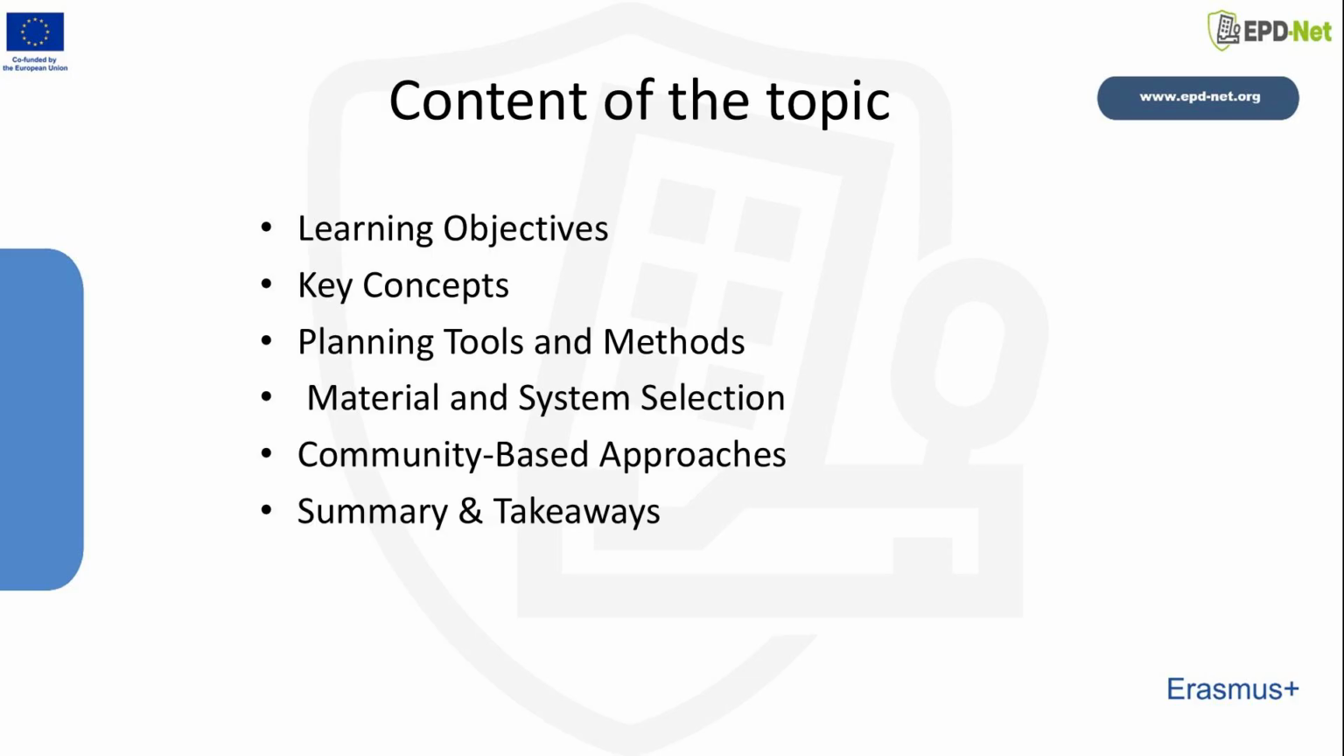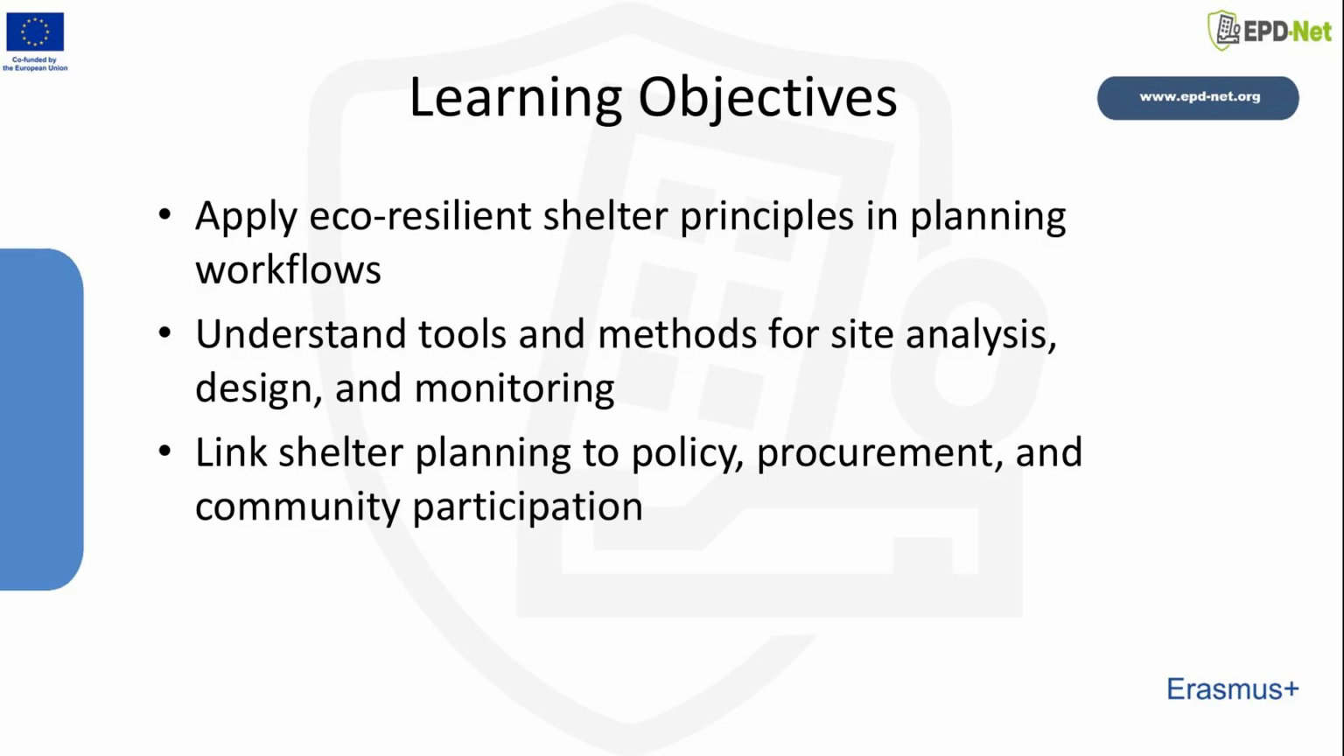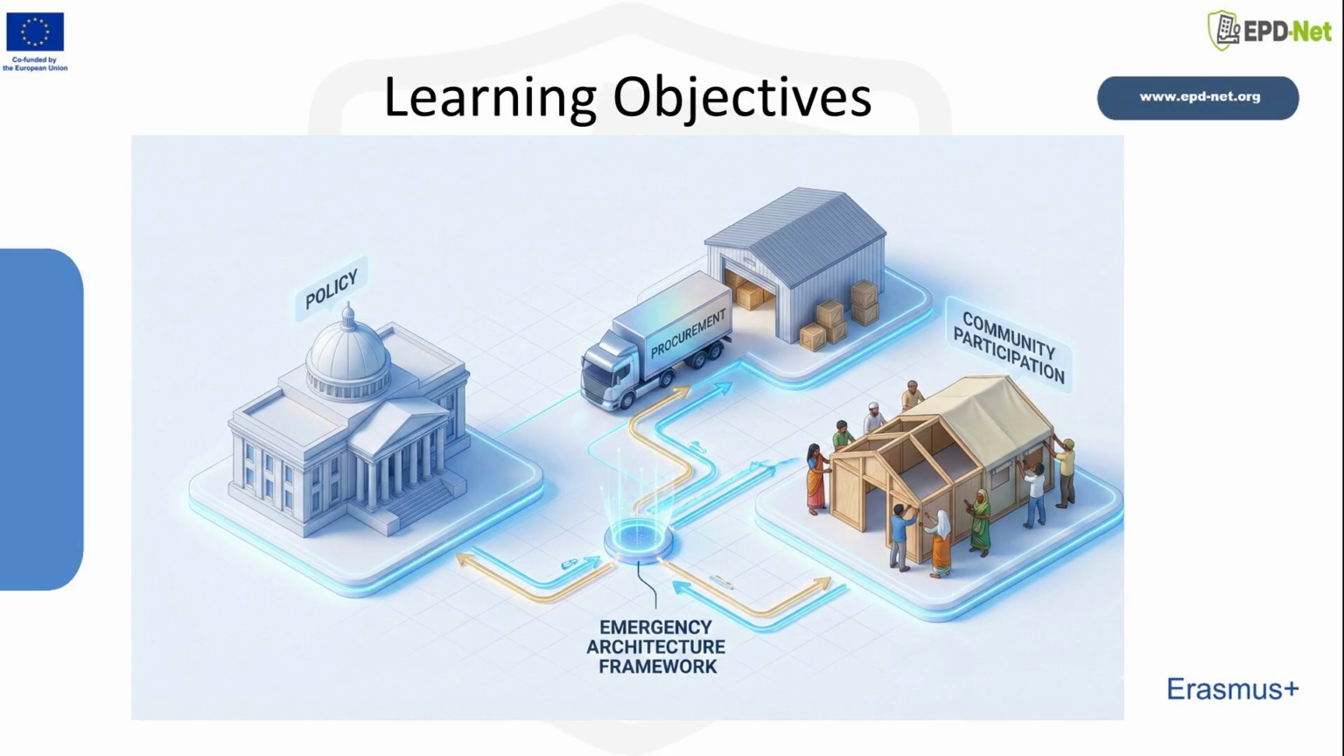We will see the topics of learning objectives, key concepts, planning tools and methods, material and system selection, community-based approaches, and summary and takeaways in the content of the topic in order. Learning objectives of this topic are applying eco-resilient shelter principles in planning workflows, understanding tools and methods for site analysis, design, and monitoring, and linking shelter planning to policy, procurement, and community participation.